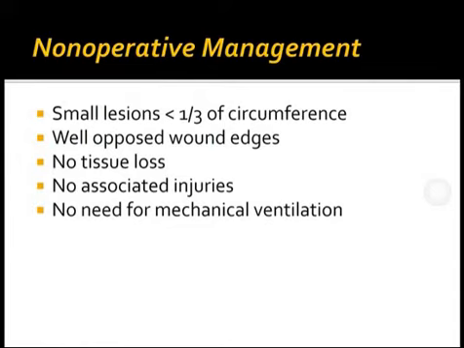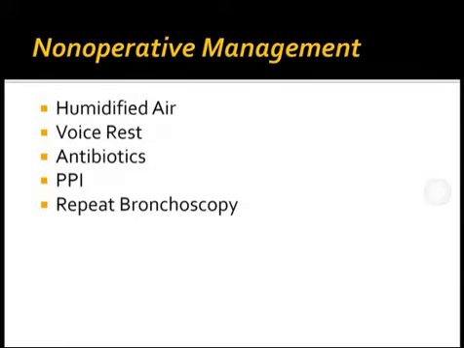So I did a bronch. I see a small lesion, and I got really excited because now I don't have to operate, right? So now if the wound edges don't look all macerated and nasty, then I can just put them on voice rest, put them on some antibiotics. I don't have a bunch of associated injury. Now if I have a hole there and a hole in the esophagus, we're operating. But if that's the only thing I have, I'm going to try to avoid mechanical ventilation if I can. I'm going to try to avoid slamming positive pressure at this hole. Put them on humidified air and voice rest.